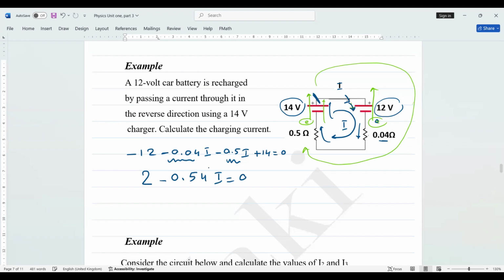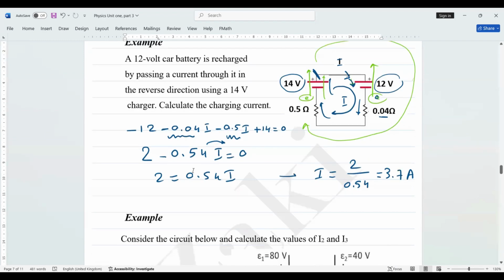Shift the negative to the other side, then 2 equals 0.54 I. Dividing by 0.54, the current is 2 divided by 0.54. So the answer is 3.7. So the current in the circuit is 3.7 ampere.